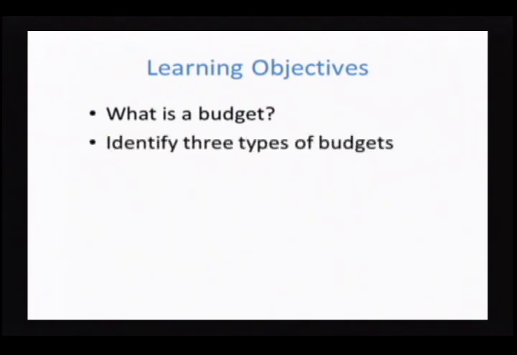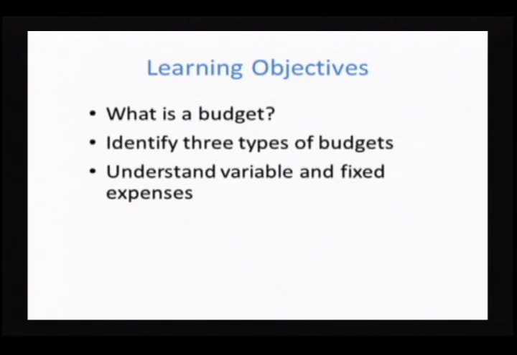The next segment we're going to look at is budgeting. The things we're going to talk about during budgeting is what is a budget. We're going to look at 3 types of budgets people use. And when we're establishing our budget or working on our budget, we need to understand the variable and fixed expenses. We've heard people talk about creating budgets. People live by a budget. But what is that thing called a budget?